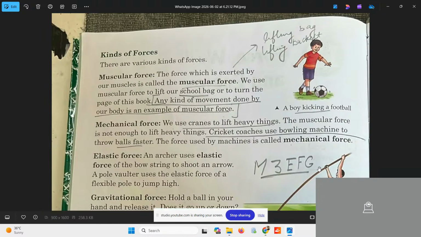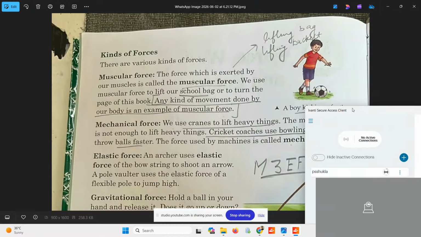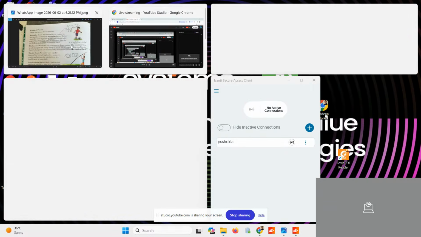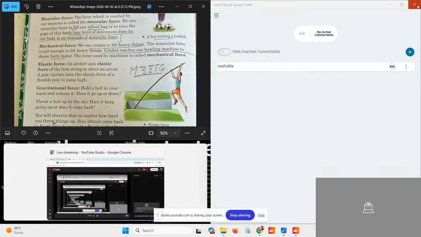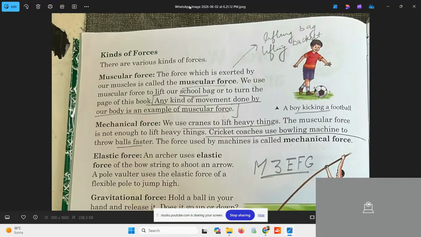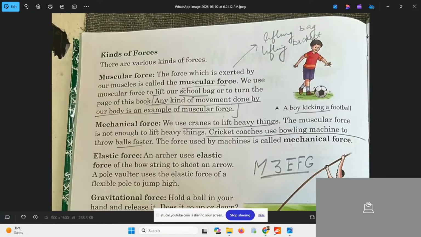How many types of forces are there? Keep in mind, six types of forces are there. How to remember them? It's a very easy technique. All you have to do is keep this technique in mind: M3EFG.